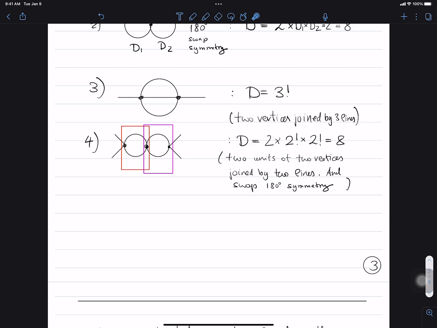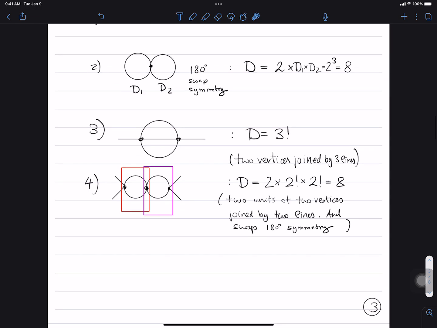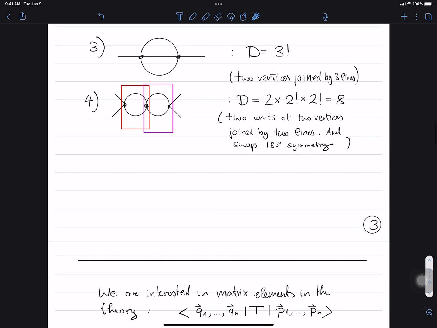Now we have this diagram, which is actually very similar. We just add the external lines. So we have vertices here, each of them is a vertex, two vertices. We can look at each sub-diagram. We have 2 vertices here joined by 2 lines. It's a 2 factorial, it's a 2. Here's another diagram with 2 vertices joined by 2 lines, so there's another factor 2 factorial. And we have this swap symmetry. So we have 2 times 2 factorial times 2 factorial. It's a factor 8 again.